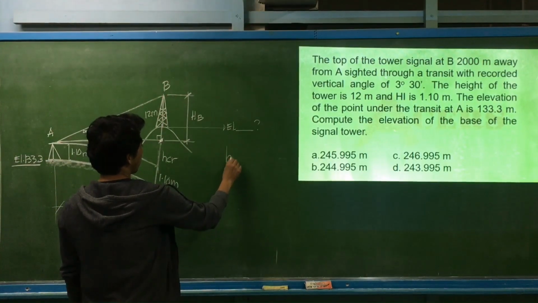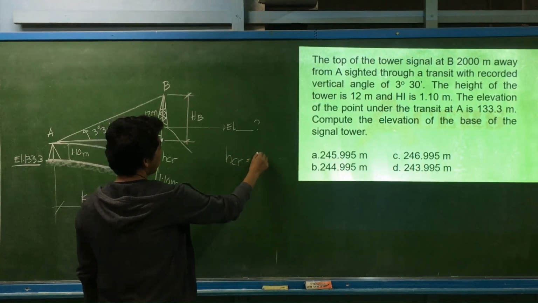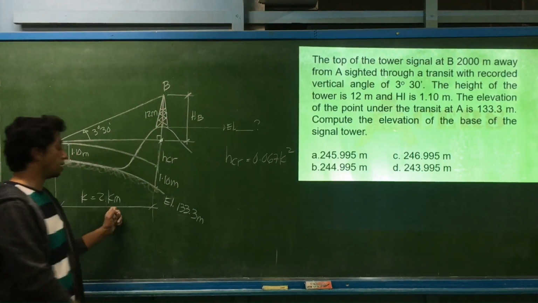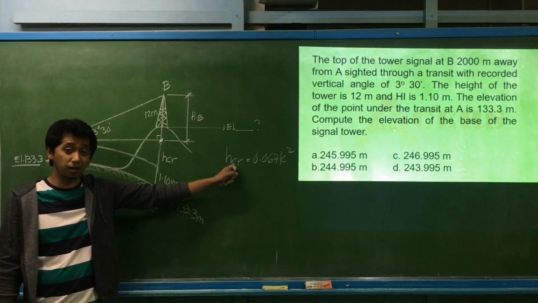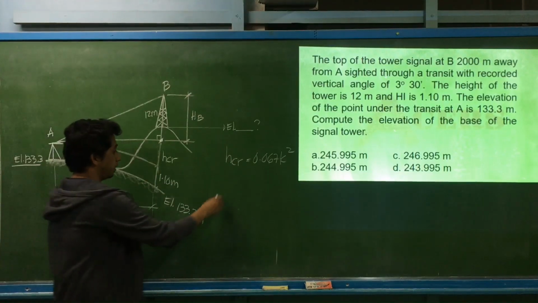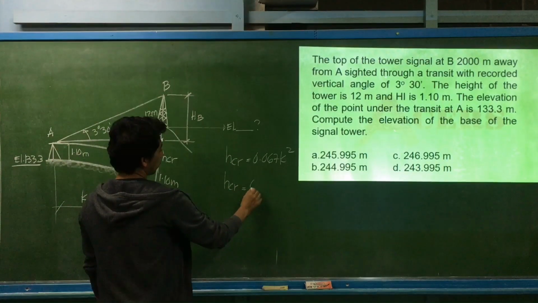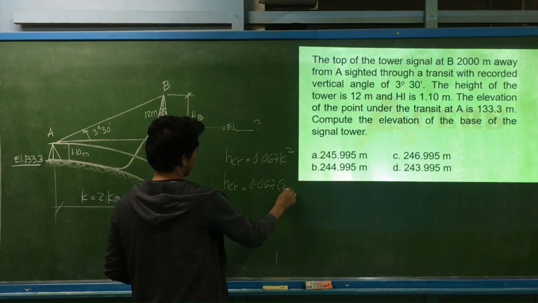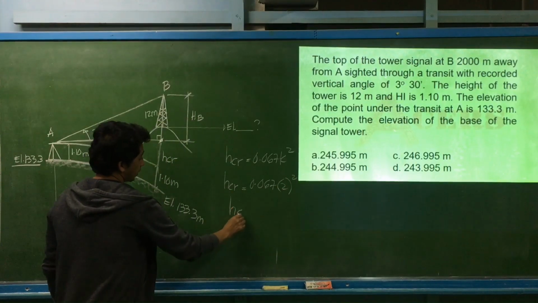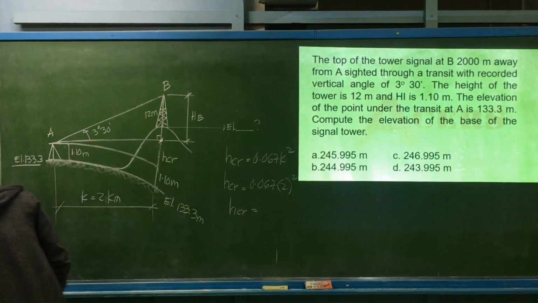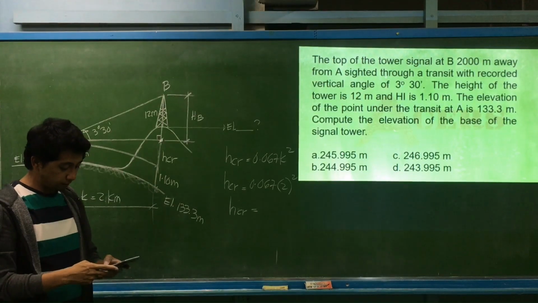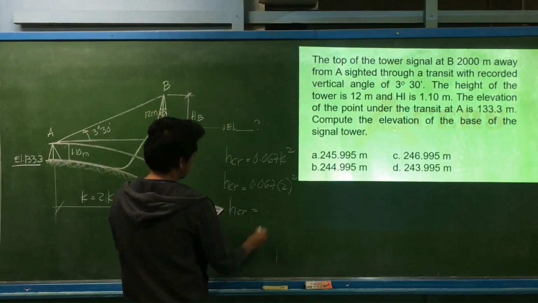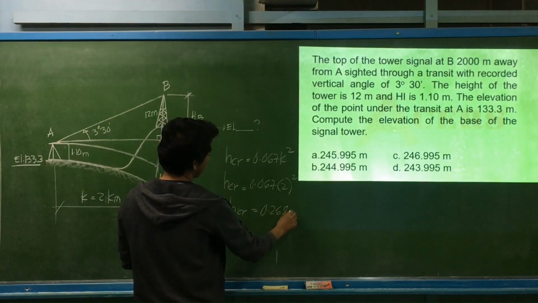So pwede kong kunin muna yung error due to curvature and refraction equal to 0.067 K squared. So dapat yung K is in kilometers, pero yung h CR natin is in meters. We have h sub CR is equal to 0.067. The value of K is distance in kilometers squared. So kunin natin yung value ng h sub CR. The error due to Earth's curvature and refraction is equal to 0.268 meters.